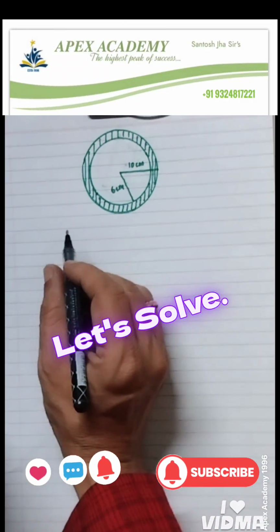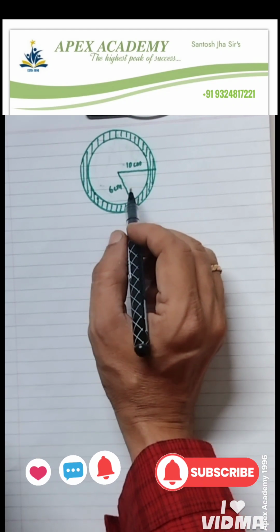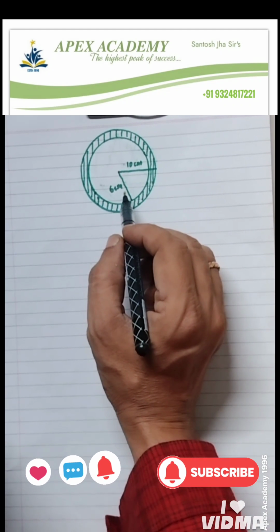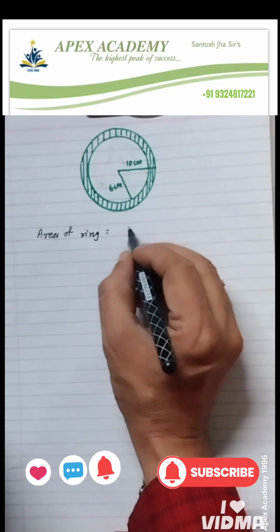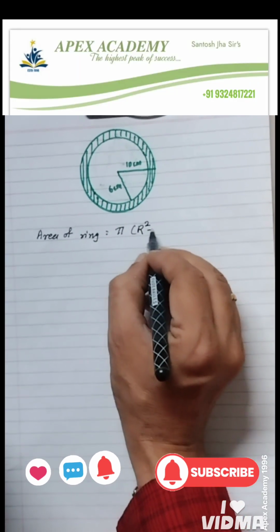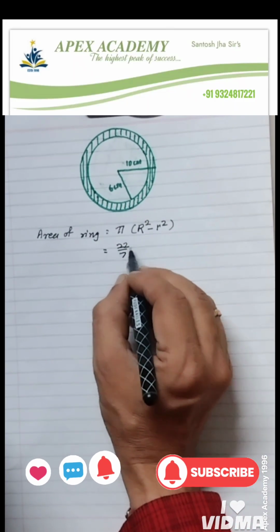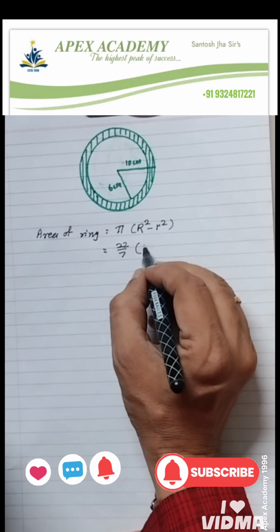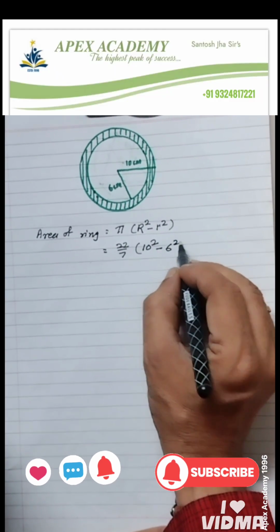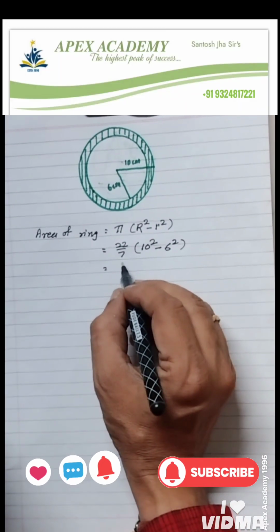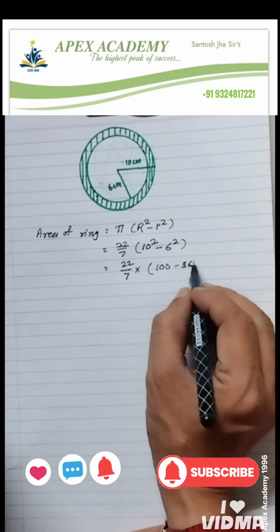In this question, we have to find out the area of the ring, as the larger circle has radius 10 cm and the smaller circle has the radius of 6 cm. So by this, we'll find the area of ring is pi R square minus r square. First we'll substitute the values. Pi we will take as 22 upon 7. Here capital R square is for the larger radius, that is 10 square, minus the smaller radius 6 square.